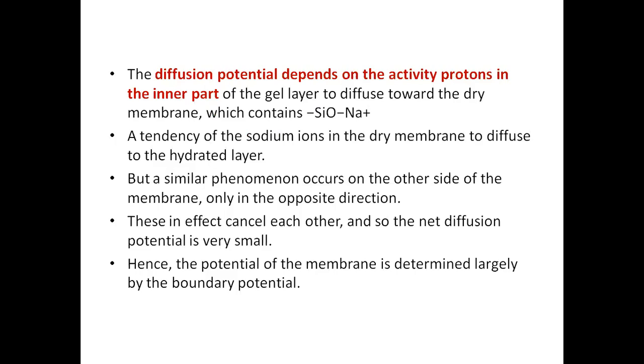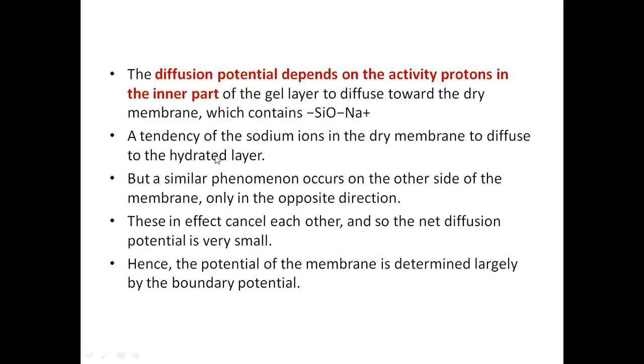On the inner side, we know the activity of H plus ion. When our electrode is dry, it is not hydrated, so this H plus ion tends to hydrate that dry membrane. That's why H plus ion from the inner part will diffuse into the dry membrane, which consists of sodium silicate. Our dry membrane is made of glass, and glass contains sodium silicate.